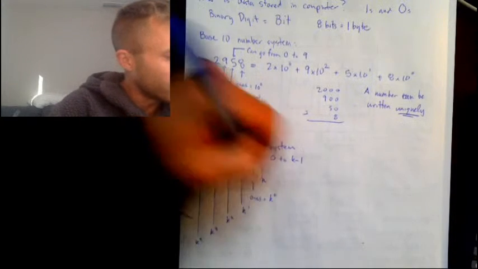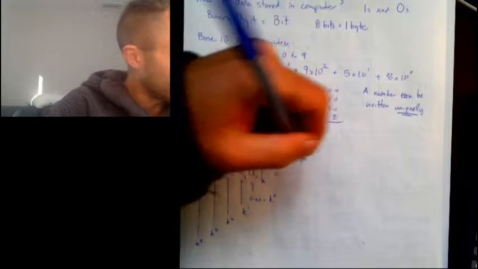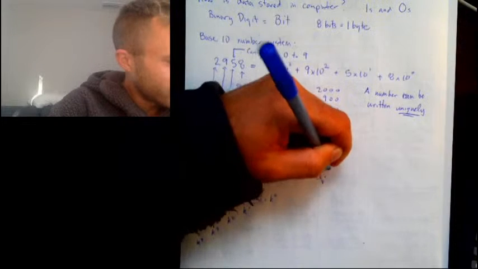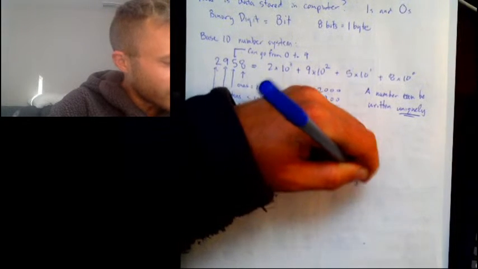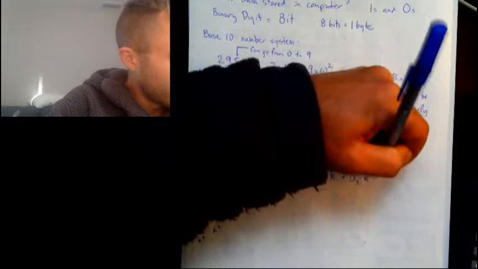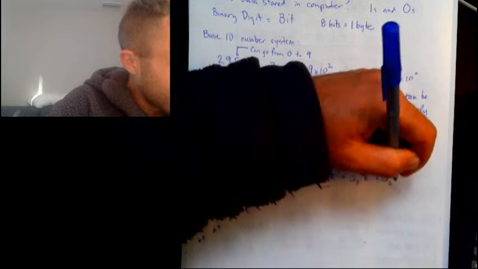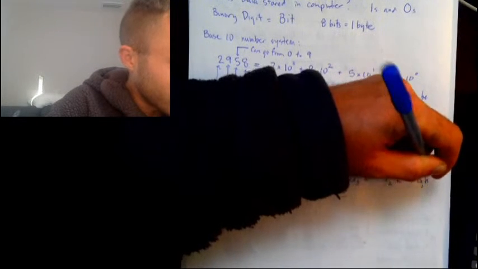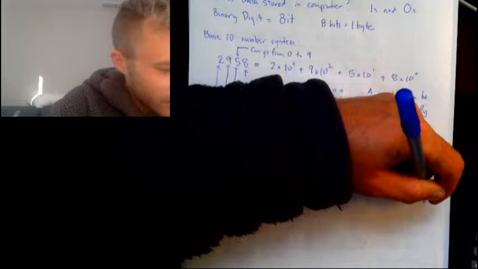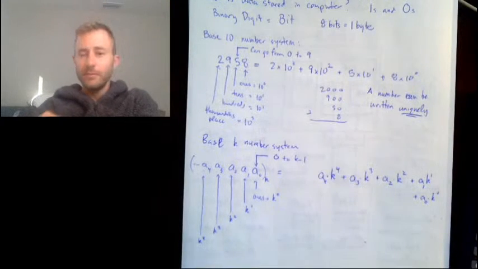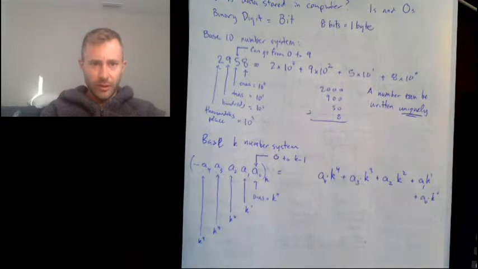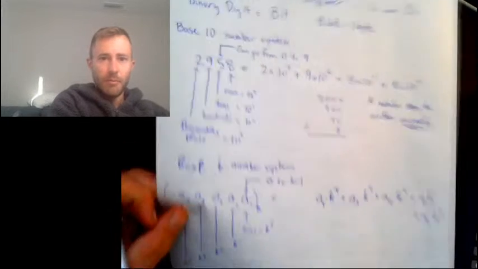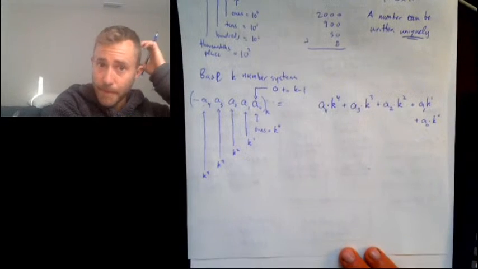Okay? So this number could be written as a sub 4 times k to the 4th plus a sub 3 times k to the 3rd plus a sub 2 times k to the 2nd plus a sub 1 times k to the first plus a sub 0 times k to the 0. Okay? So this rule tells us how to convert from base k to base 10 really easily.